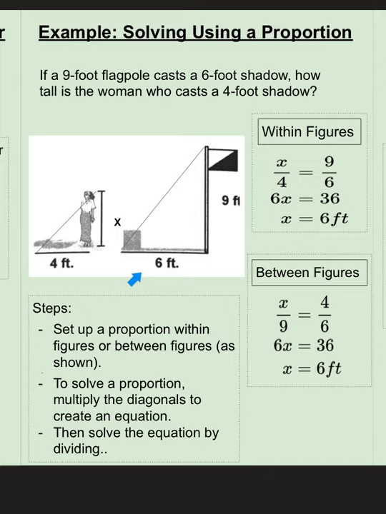Remember when we did similar figures, you can either go within the figures or between the figures. Either way, you're still going to get the same answer. So my steps: set up a proportion within figures or between figures as shown here. To solve a proportion, multiply the diagonals to create an equation. So multiply the diagonals and you'll get the equation. Then solve the equation. You would then, of course, divide by 6. Okay, so there's your other option, setting up a proportion, because in similar figures, corresponding sides are proportional.